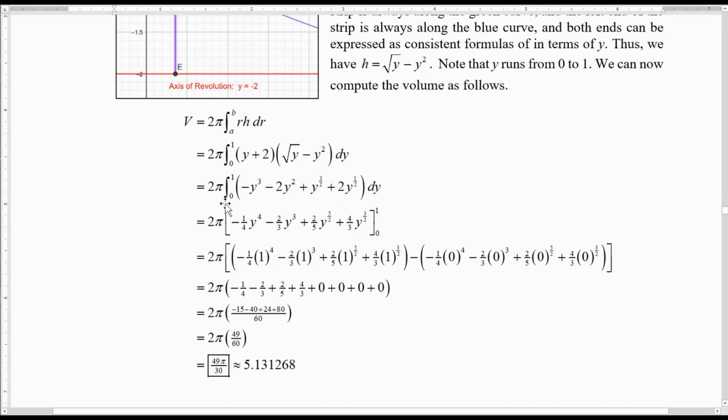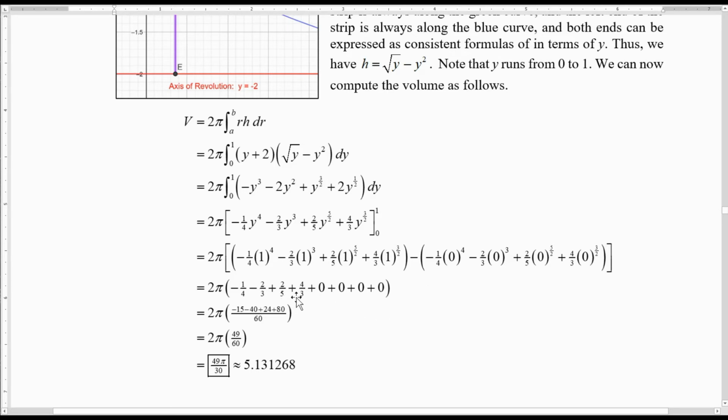I've left the 2 pi factored out front, so I need 2 pi times the bracket, parentheses minus parentheses. First set of parentheses is this formula with the 1 replacing every y. Second set of parentheses is this formula with 0 replacing every y. All the last parts are all zeros, so that's kind of convenient. And 1 to any power is 1, so we just get the coefficients here. Negative 1/4 minus 2/3 plus 2/5 plus 4/3.